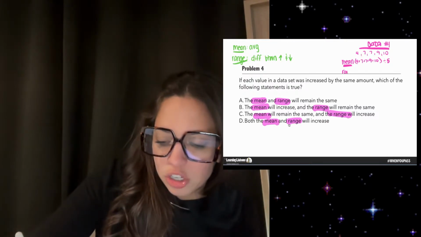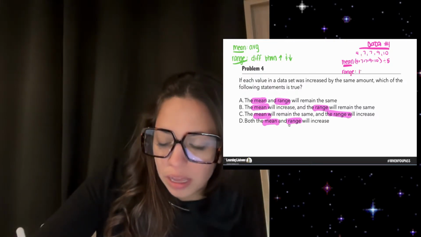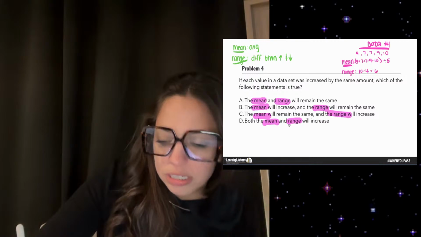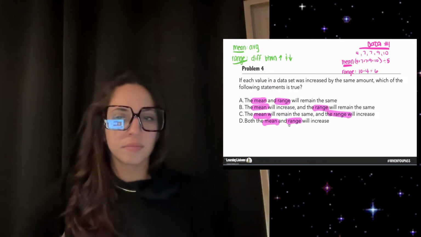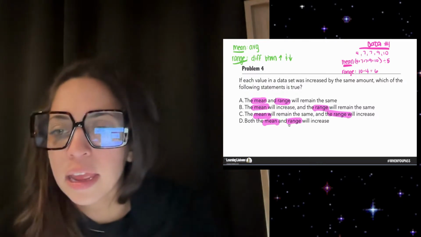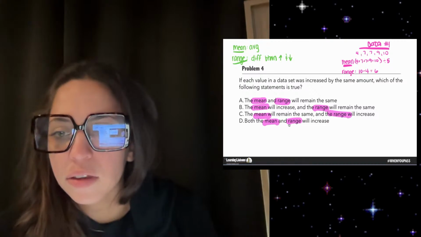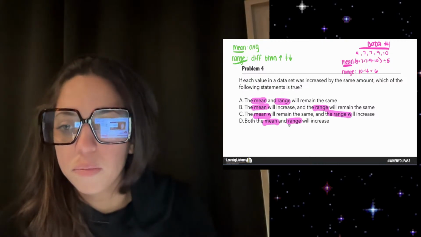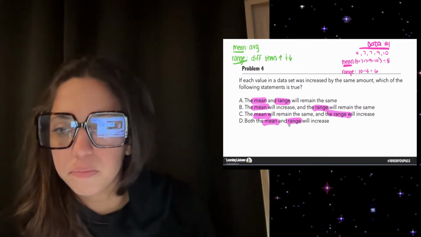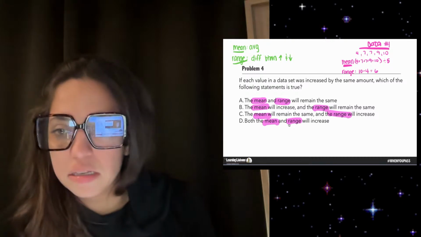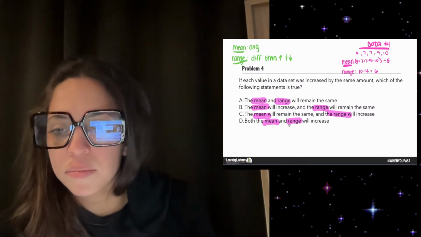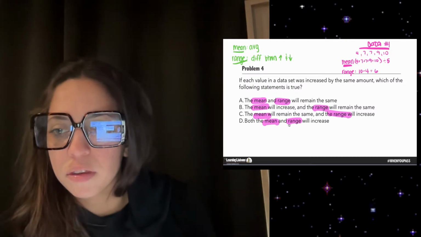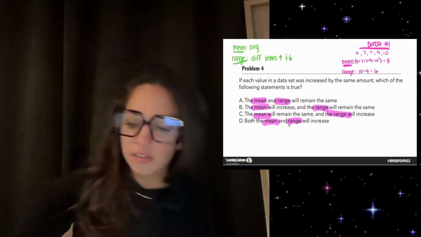And my range is just the difference between the highest and the lowest, which is 6. So let me go ahead and do that in my calculator. 4 plus 7 plus 7 plus 9 plus 10 divided by 5, 7.4.